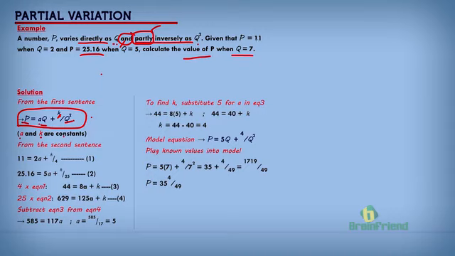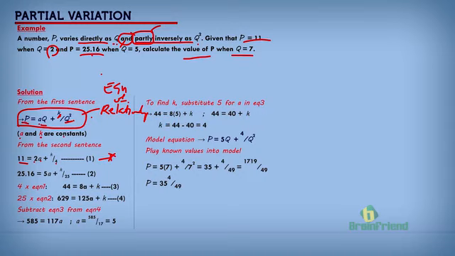P is 11 when Q is 2. So from our original equation of relationship, we can use our values to have two equations. 11 is P, is equal to, Q here is given to us as 2, so we have 2A plus K all over Q squared. 2 squared is 4, so K all over 4. We have our first equation.